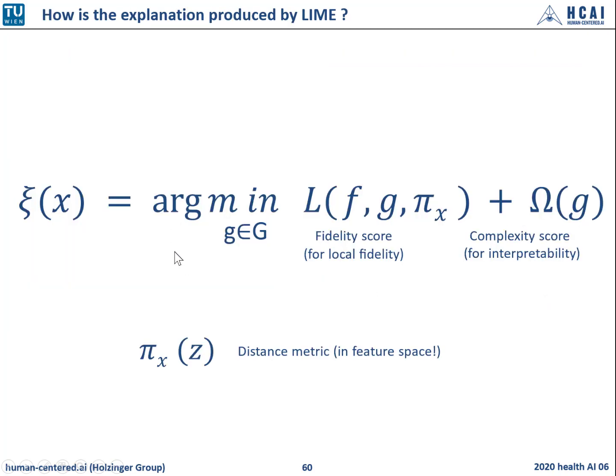Okay, how is the explanation produced by LIME? So formally, Marco defined an explanation as a model g, an element of capital G, where the capital G is a class of potentially interpretable models.